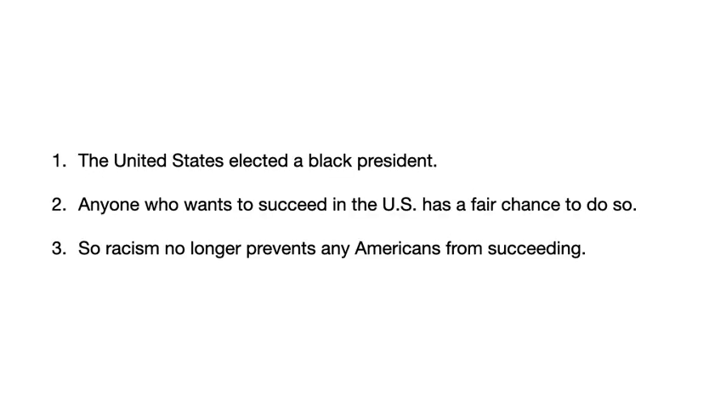So look at this version of the argument, because I want to say one more thing here. The United States elected a black president. Anyone who wants to succeed in the U.S. has a fair chance to do so. So racism no longer prevents any Americans from succeeding. I want you guys to notice not just that premise 2 is more controversial than the other options we had for filling in the missing premise. I would actually think that most people would think that premise 2 is more controversial than the conclusion.